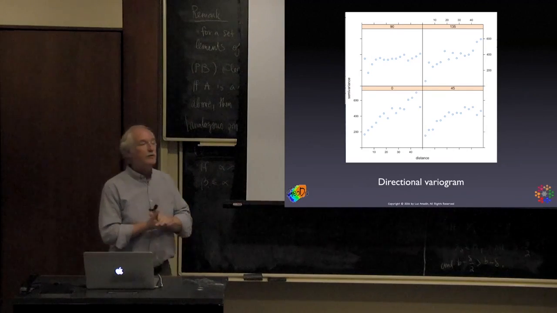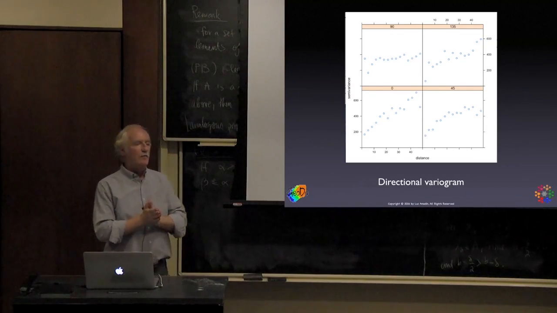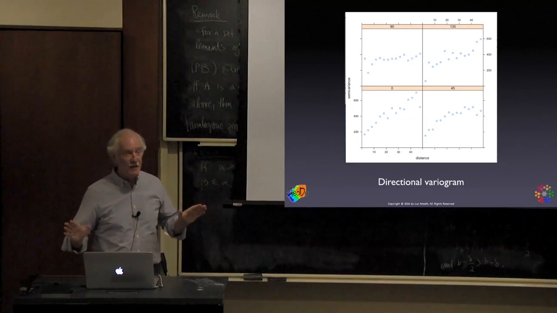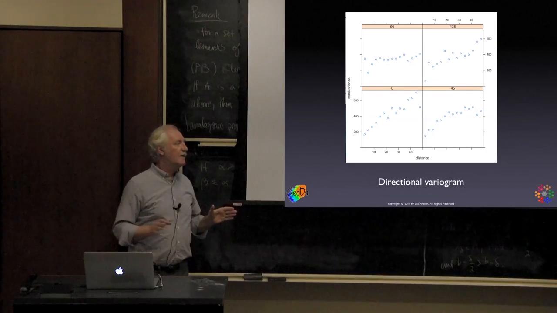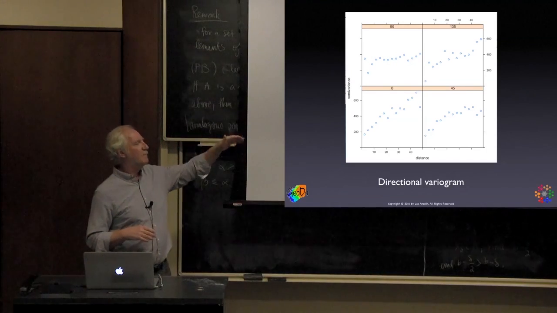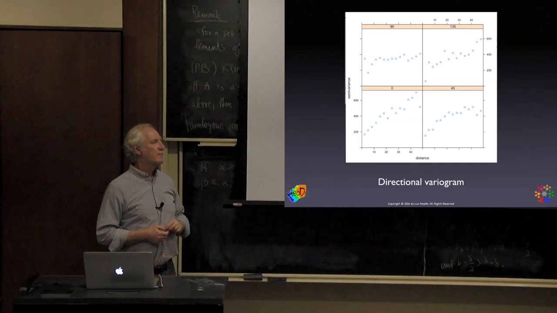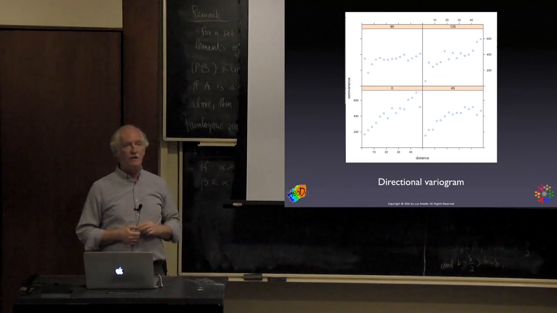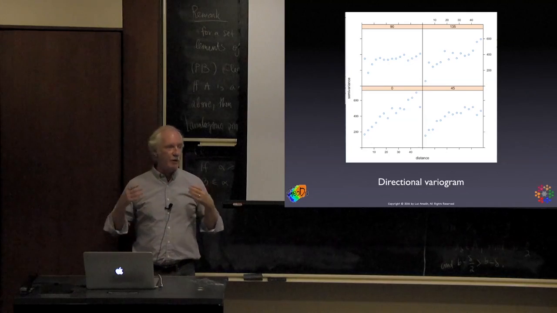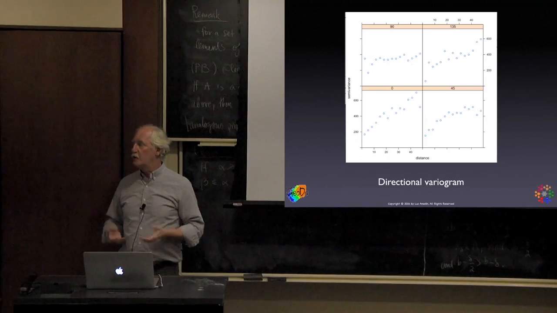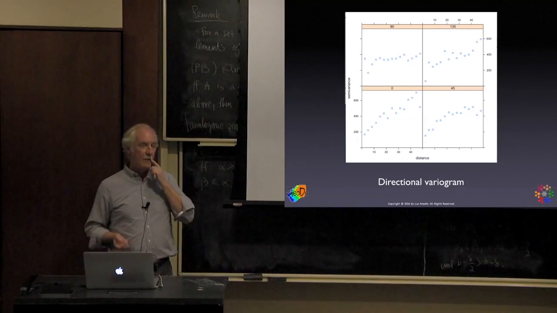So what you want to see, depends on your point of view, but if you want to be lazy, what you want to see is that these empirical variograms are the same in all four quadrants. Because that means that then, in fact, you have an isotropic process. It is the same in all directions. You don't have to worry about it, right?